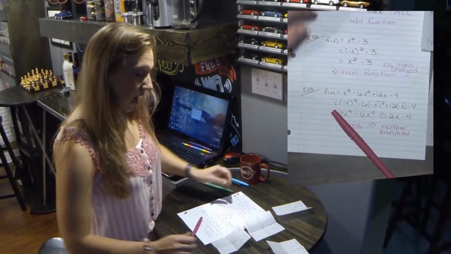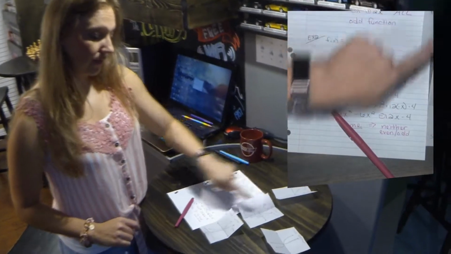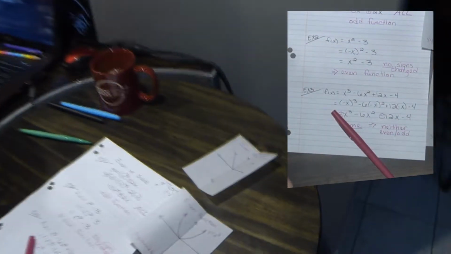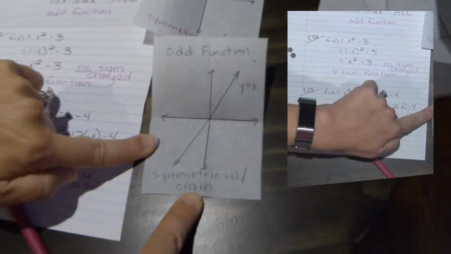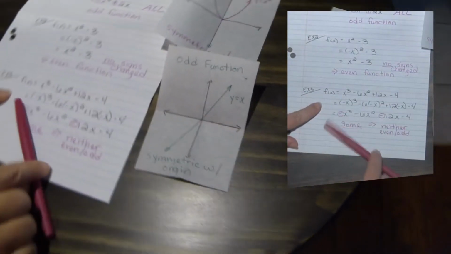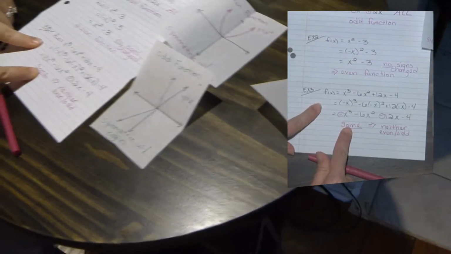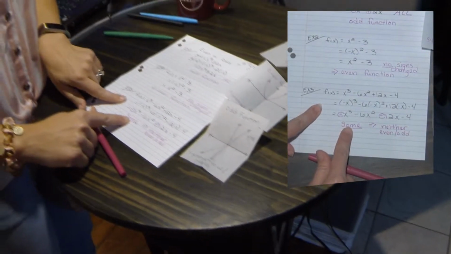So those are your three options. Either it's going to be even, symmetric with the y-axis. It's going to be odd, symmetric with the origin. Or you'll have a case where some of the signs change and some don't, and therefore it is neither even nor odd.